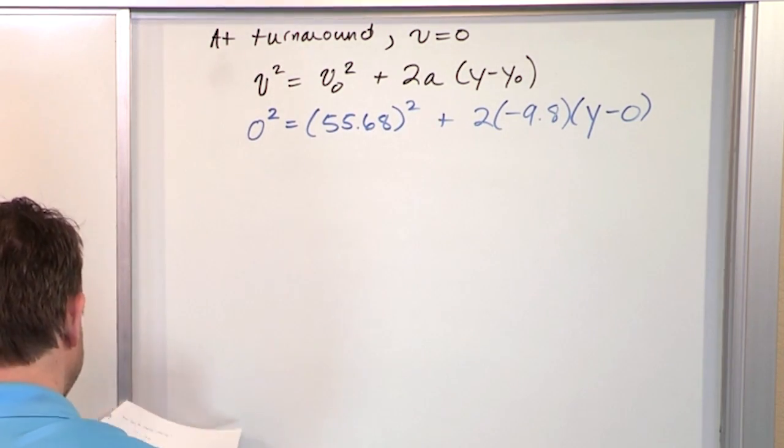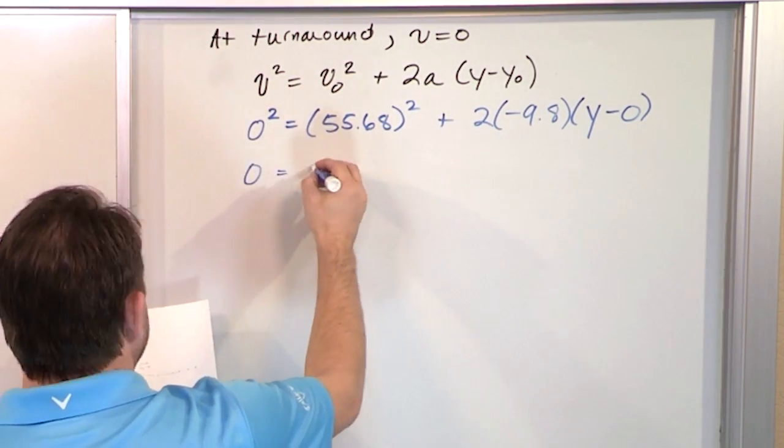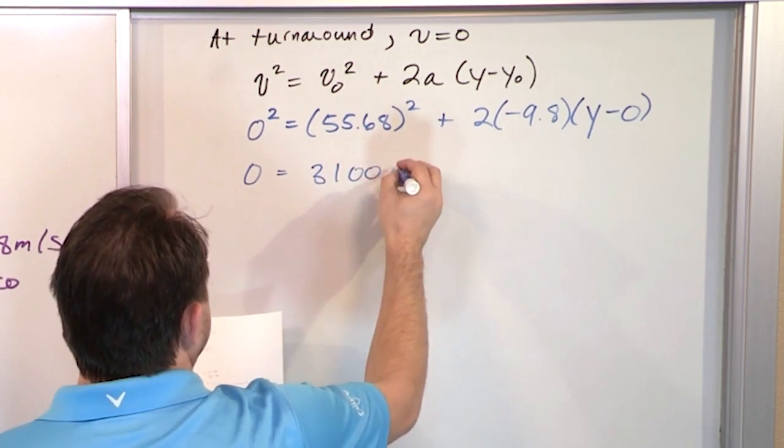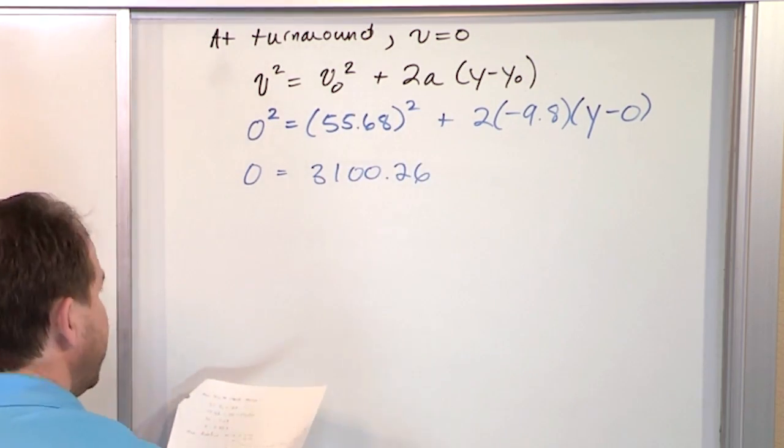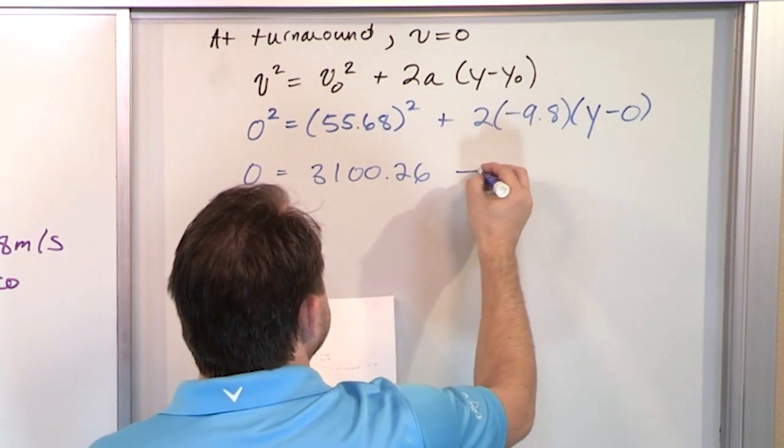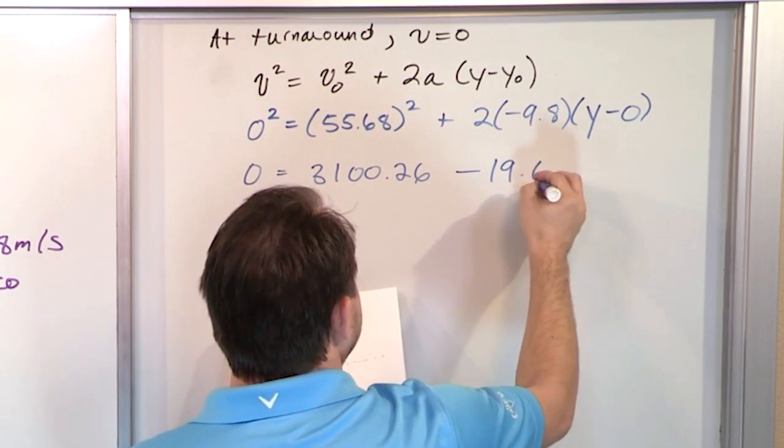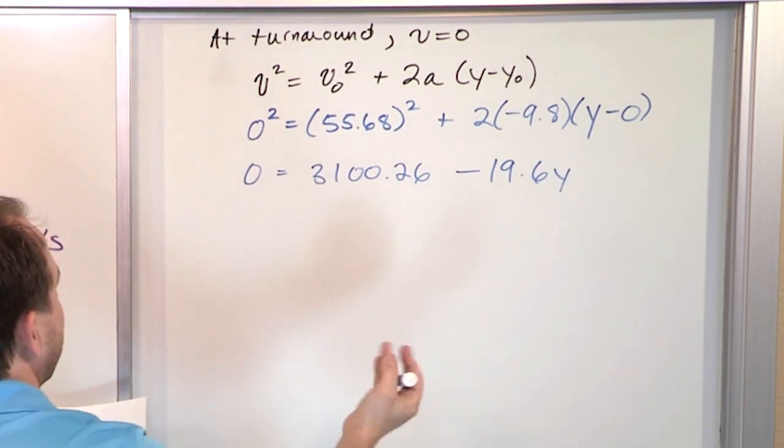So what I'm going to have is 0 equals 3100.26 for this term. When I multiply these together, I'm going to get negative 19.6 times y. And now I just solve for y.